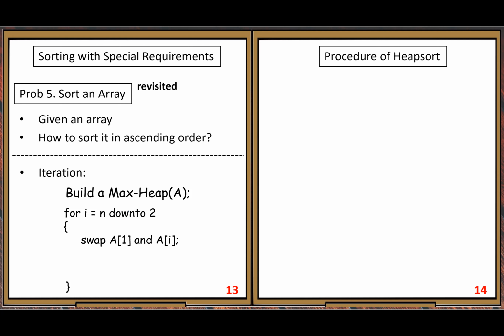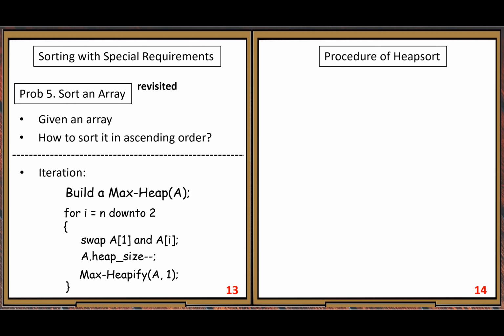For each iteration, you swap A of 1 and A of I, because every time your I is reduced by 1. After this swap operation, you need to reduce the heap size, because the element already in place should be excluded from the current max heap. So that's the reason you reduce the heap size by 1.